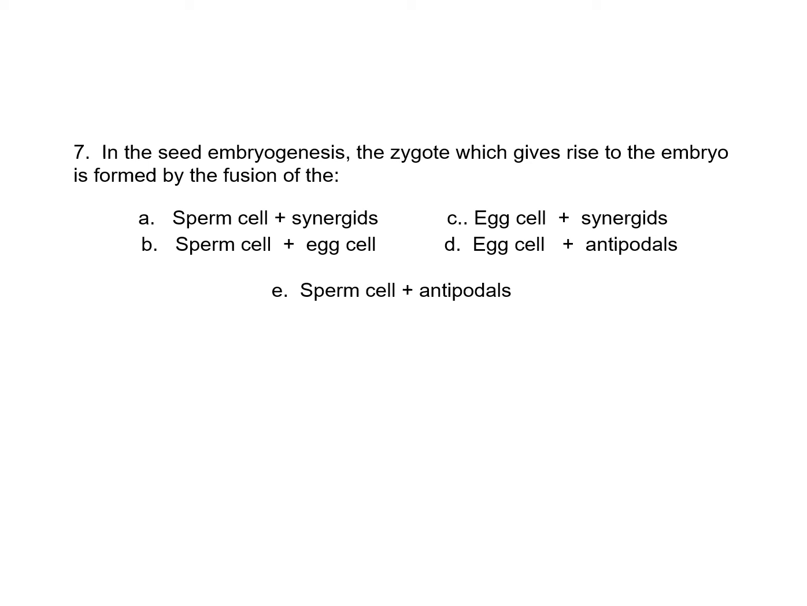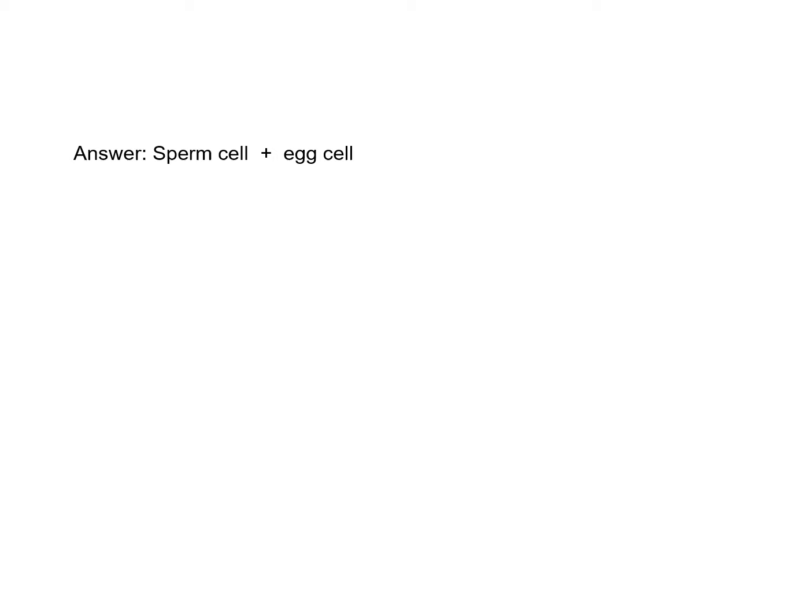Number seven. In the seed embryogenesis, the zygote which gives rise to the embryo is formed by the fusion of the A. Sperm cell plus synergids, B. Sperm cell plus egg cell, C. Egg cell plus synergids, D. Egg cell plus antipodals, or E. Sperm cell plus antipodals. The answer is sperm cell plus egg cell.